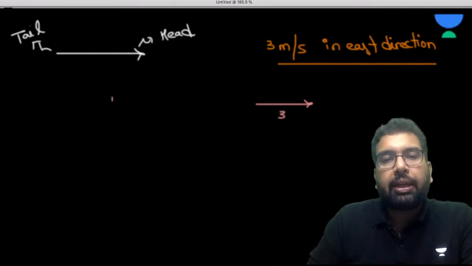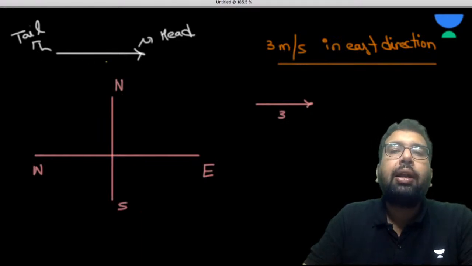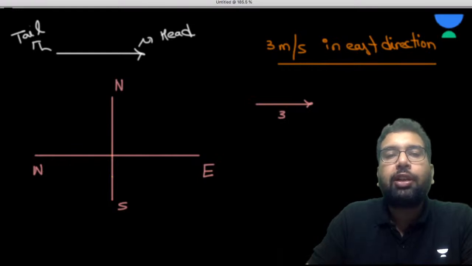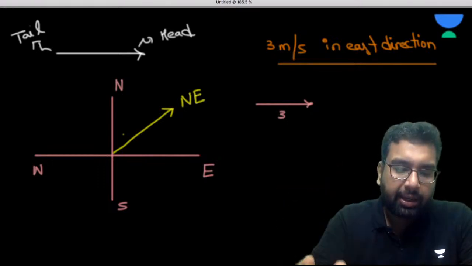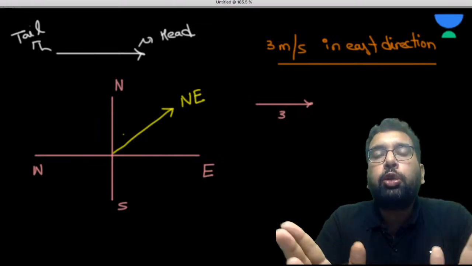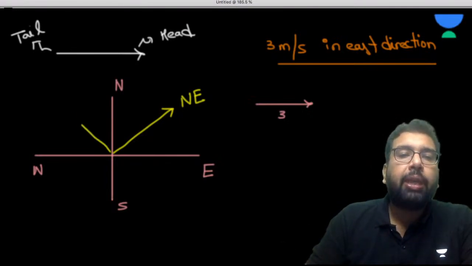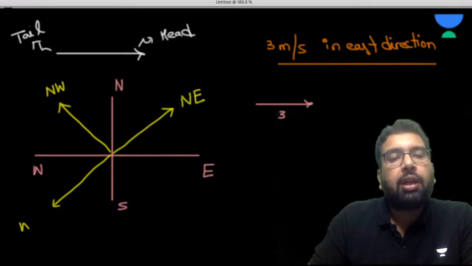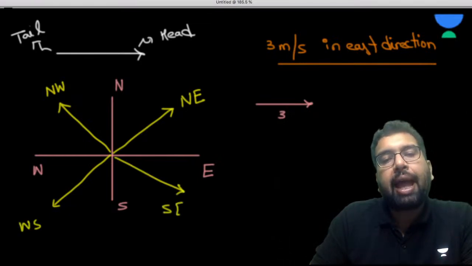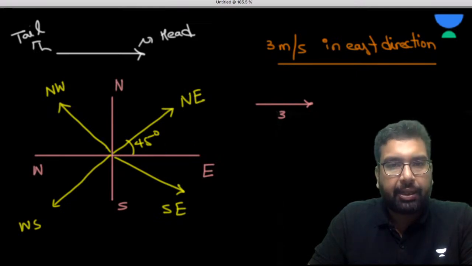So if you want to represent a vector, see, east, west, north, and south, right? From tail to head, it gives you the direction. So what is going to be this? This is going to be northeast, right? Whenever it is said that a vector is in northeast direction, you are going to draw the vector exactly in the middle of north and east. Similarly, this is going to be northwest, this west south, and this southeast. And every angle is going to be 45 because it is exactly in the middle.